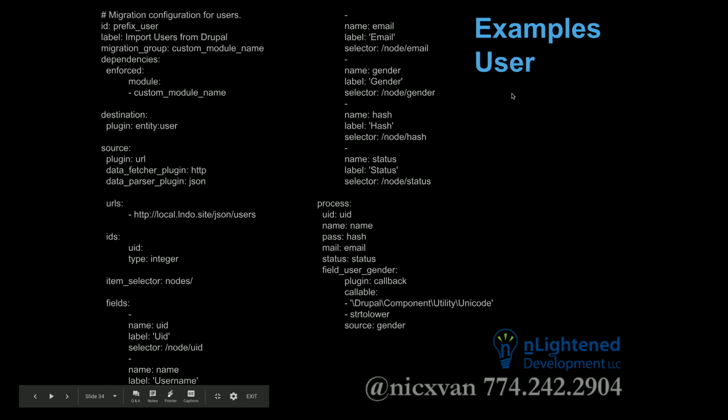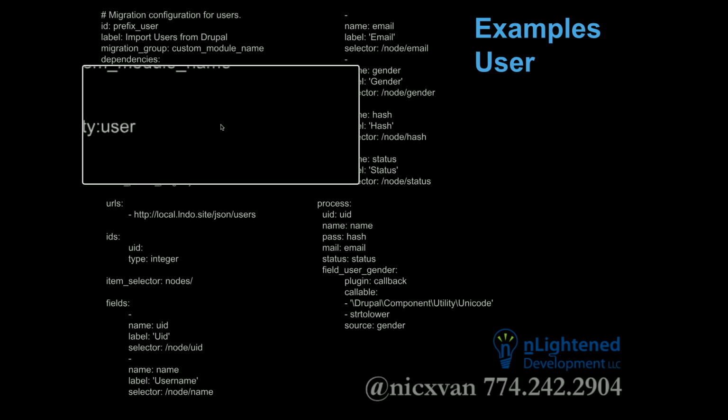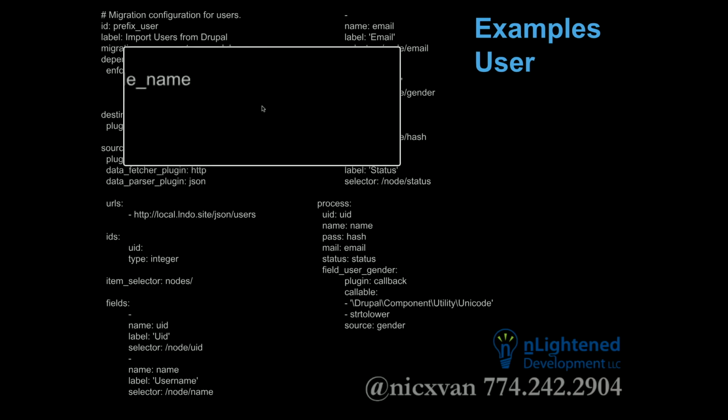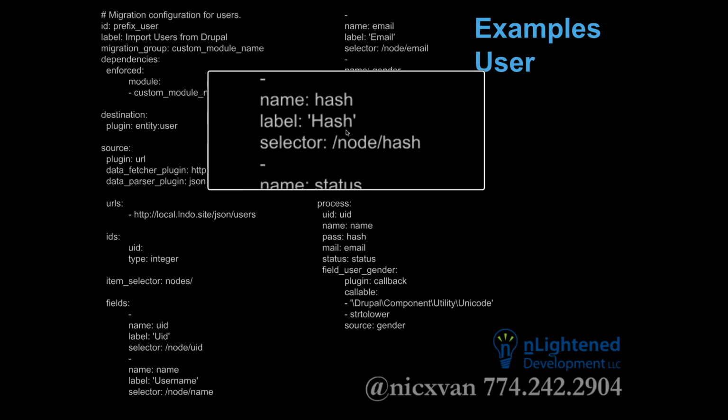Yeah. This is a user example, so this is where it's just a little bit different. A lot of the stuff is the same. The destination is now just a user. There's no default bundle because users generally don't have bundles. But I wanted to point out a couple of different things. One is this hash. So there's a views password. There's a really cool thing in the Migrate API that it will take a Drupal 7 hash for the password, and it will do some magic on the Drupal 8 side.